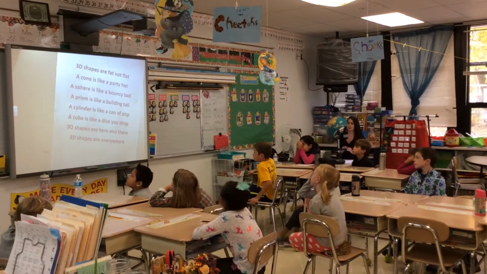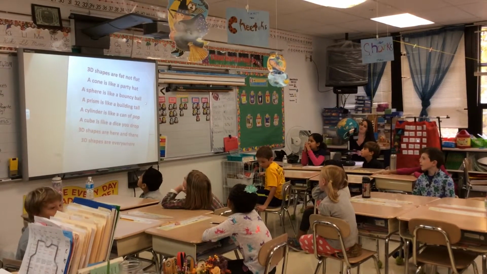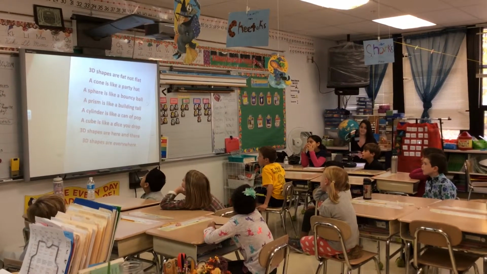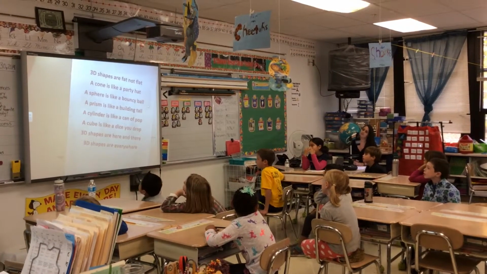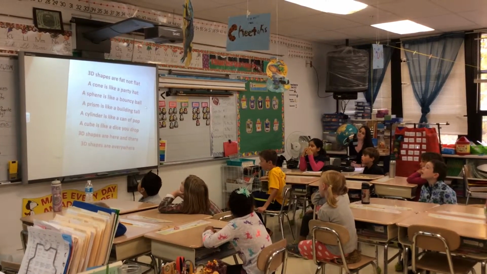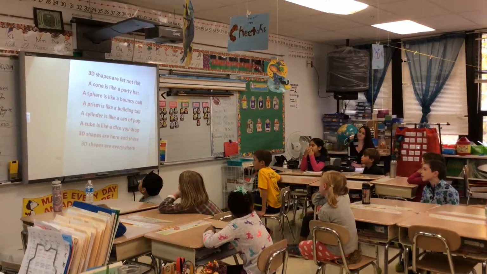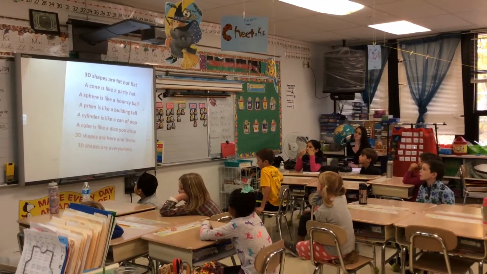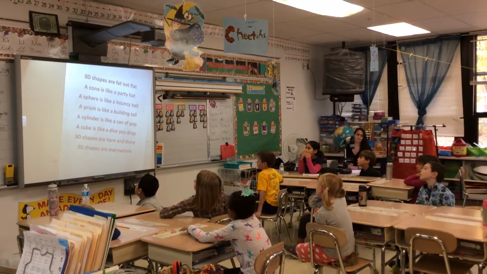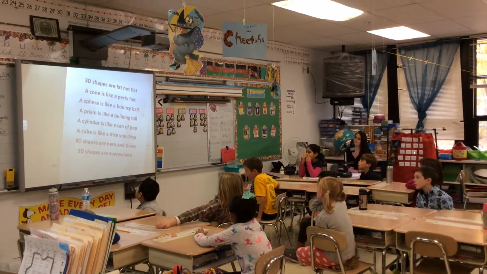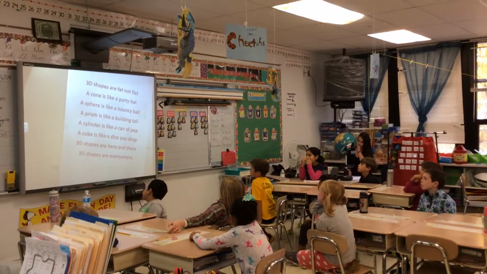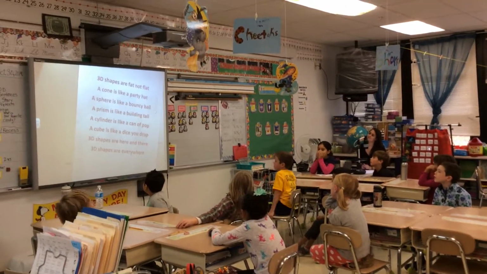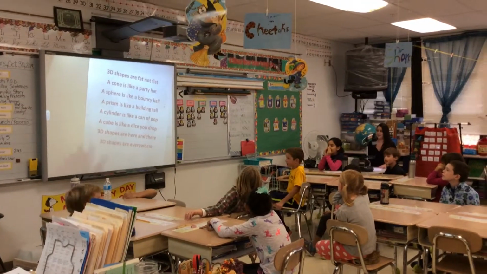Let's start from the beginning, okay? 1, 2, 3. 3D shapes are fat, not flat. A cone is like a party hat. A sphere is like a bouncy ball. A prism is like a building tall. A cylinder is like a can of pop. A cube is like a dice you drop. 3D shapes are here and there. 3D shapes are everywhere. Very nice.